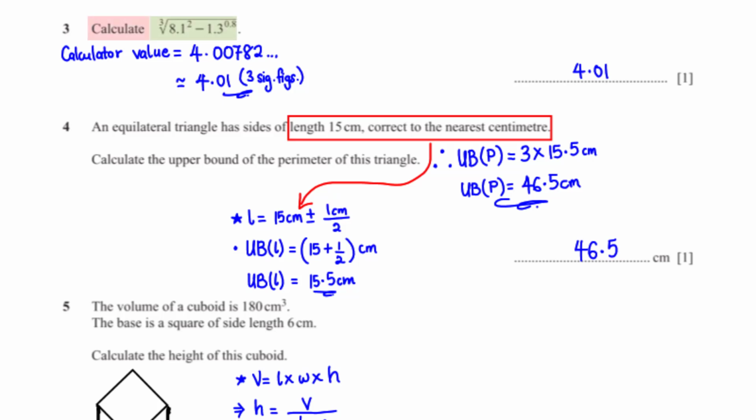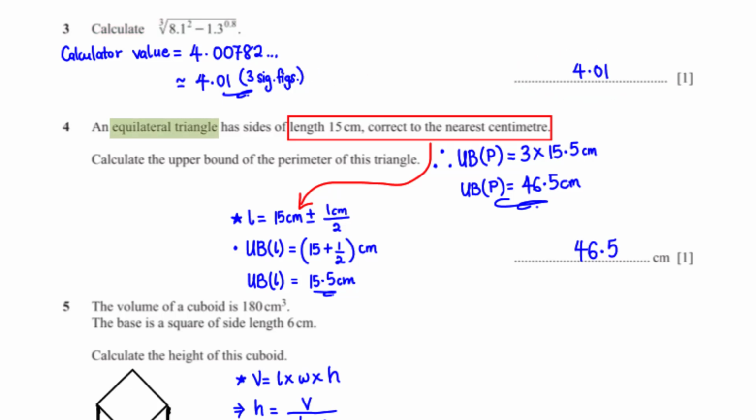Calculate the cube root of 8.1 squared minus 1.3 raised to the power 0.8. So when we type this into the calculator, this is the value that we get. And so then we round it off to 3 significant figures, and that gives us a final answer of 4.01.